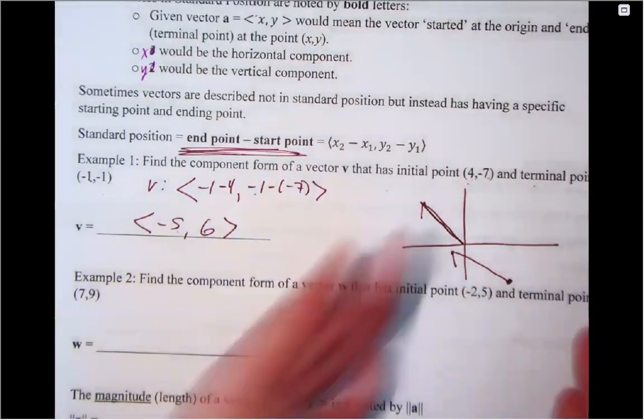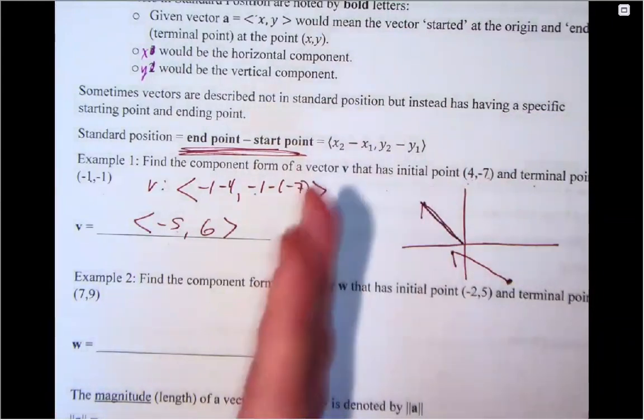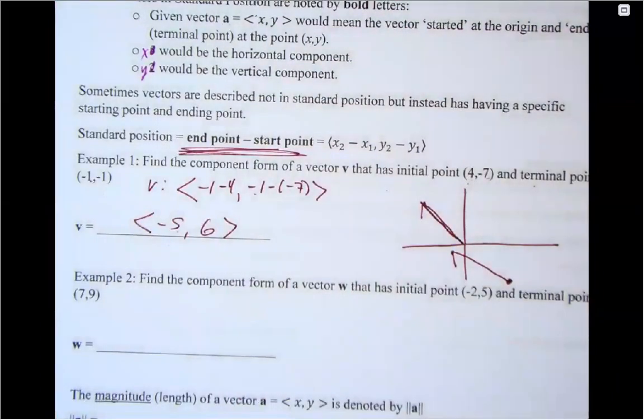Okay, so we're basically moving the vector that we're given from 2 points, moving it to standard position, and that way we can do any kind of operation with it and still find different attributes of the vector and stuff like that. Makes it easier to work with.